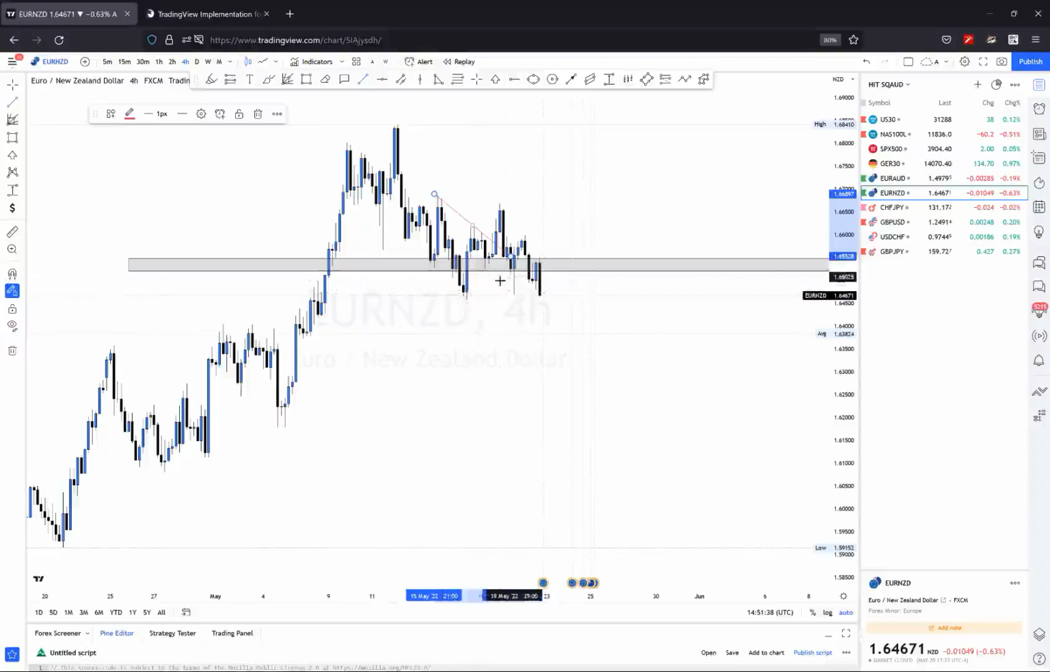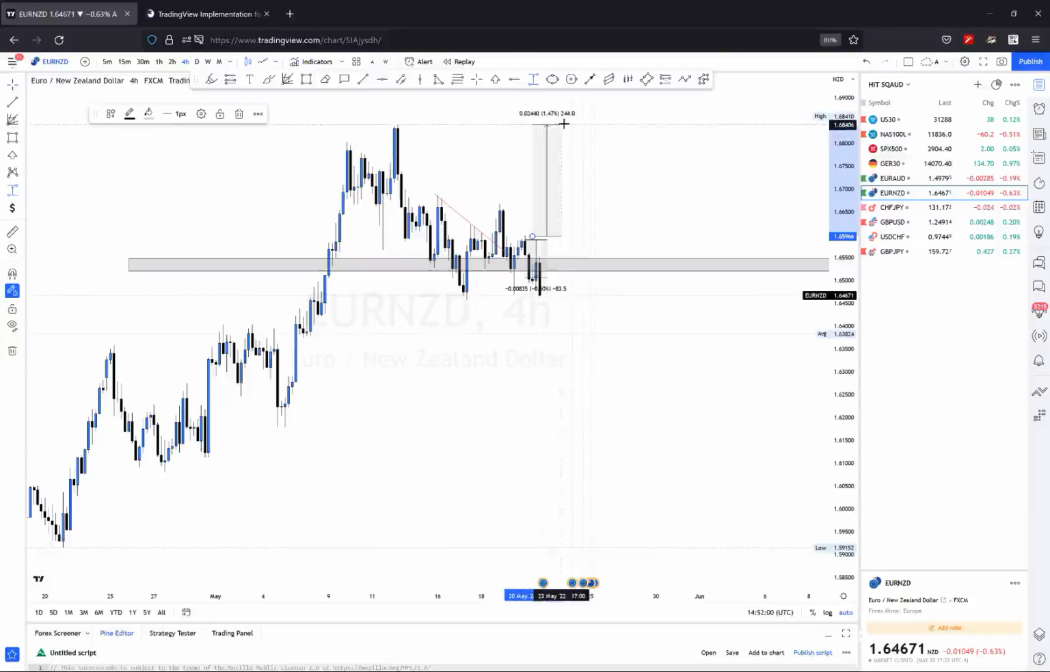My stop loss was just below here. So that was another loss. So this stop loss was around 83 pips, because it was a long-term trade.